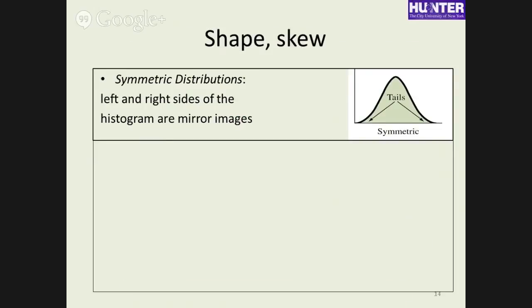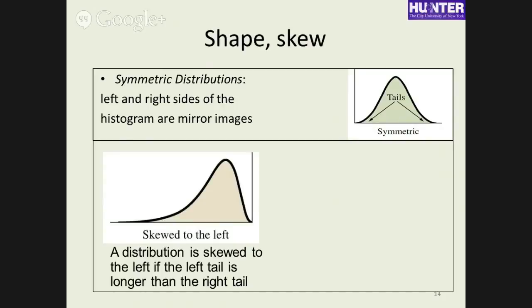So the things that we look for in a histogram: a big one is the shape of them. Part of that is skew, which has to do with the symmetry of it. If what you see to the left of the center of the graph looks the same as what you see to the right, then you would say it's symmetric.